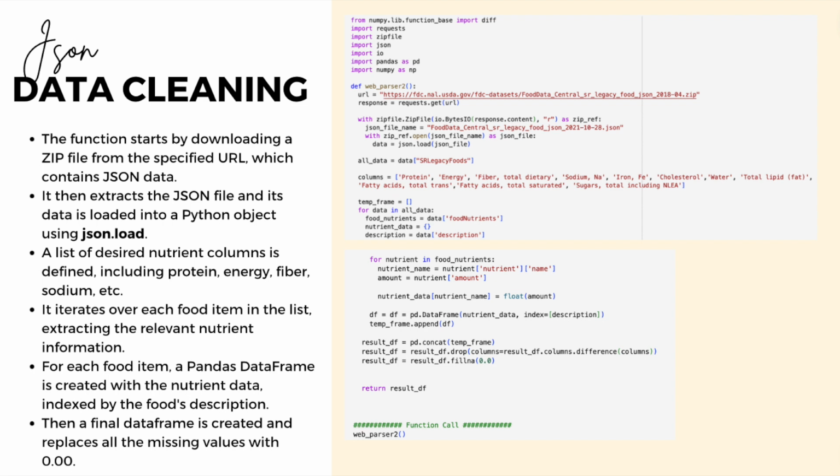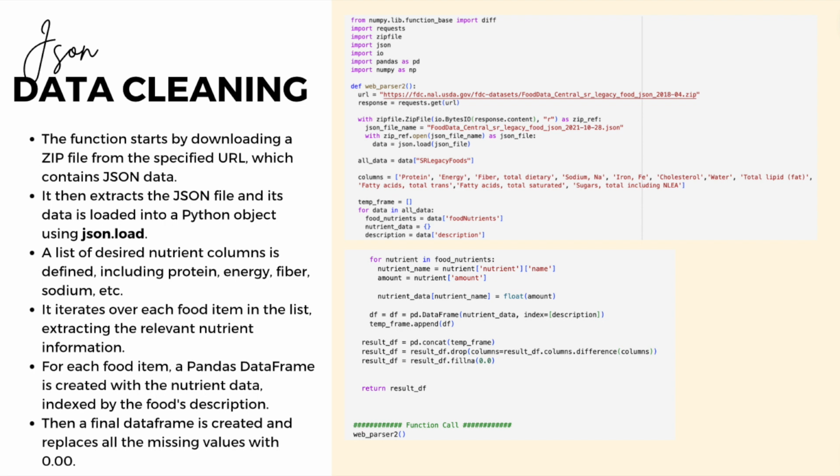For the data cleaning part of our JSON file, we imported several different libraries, and we started by downloading a zip file from a specified URL which contained JSON data. After this, the code extracts the JSON file and its data is loaded into a Python object by using json.load. After this, a list of desired nutrient columns is defined, which includes protein, energy, fiber, sodium, and some others.